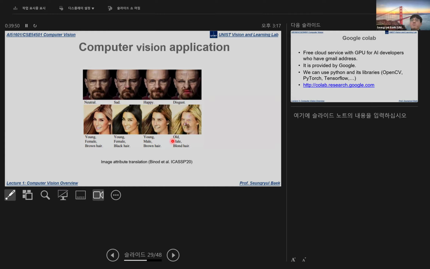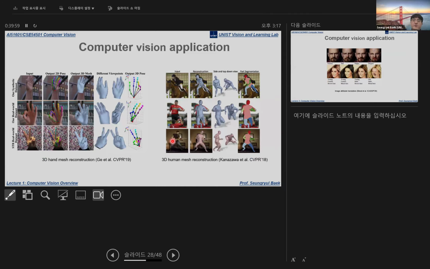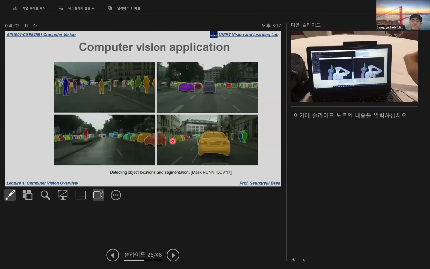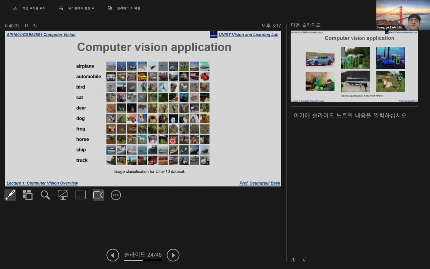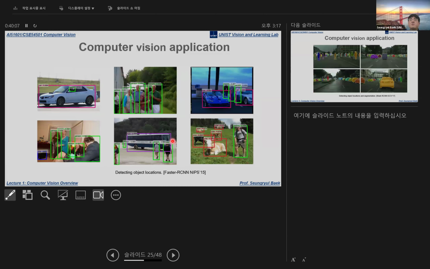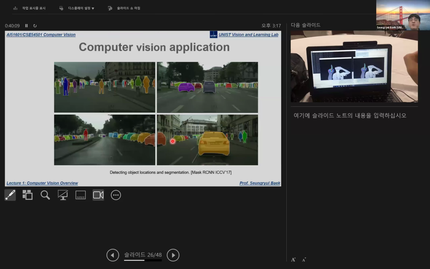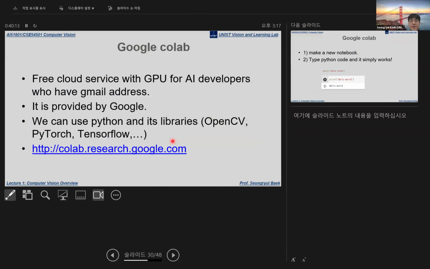In the programming assignment, we will assign you this type of application: drawing some faces, doing some pose estimation, and doing one of these image classification, detection, or segmentation tasks. You will implement it by yourself. This is the Colab that I introduced previously. These are online GPU resources provided by Google, so you can connect to this web link to use them.